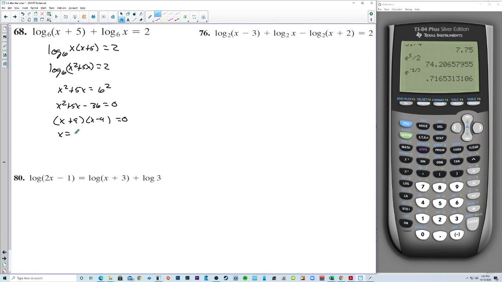So x is equal to negative 9, x is equal to 4, but we have a problem here. You cannot take the log of a negative number. So negative 9 makes that negative, negative 9 makes that negative also, but it only has to make one of them negative to be bad. So we're going to cross this answer out because it's a bad answer. 4 is just fine.